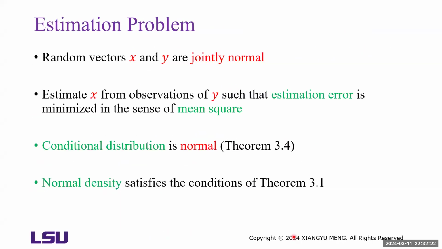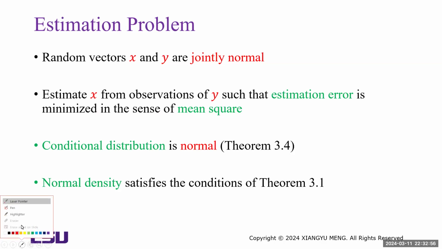Now let's discuss how to apply these theorems to solve estimation problems. To do so, let's take two random vectors, x and y, which are jointly normal or jointly Gaussian. Then let's consider the problem of estimating x from observations y such that the estimation error is as small as possible in the sense of a mean square.